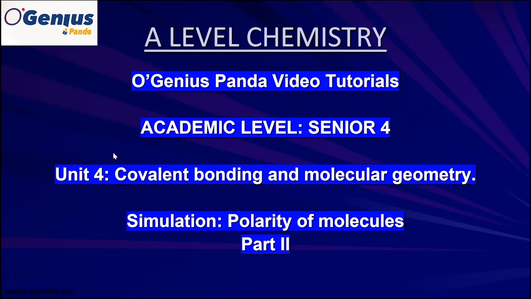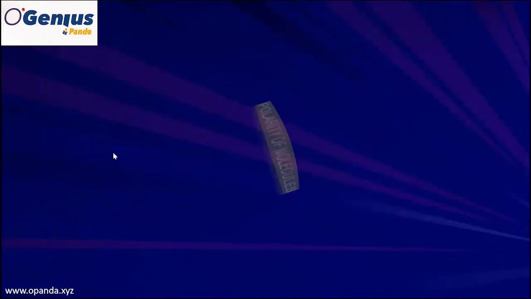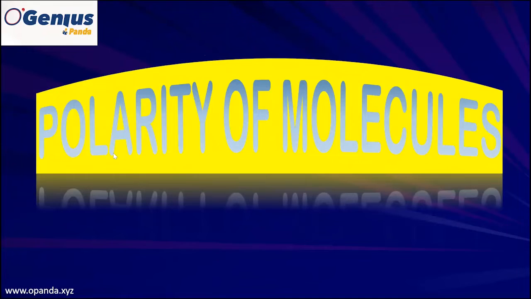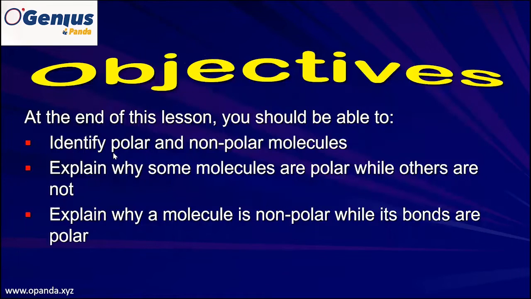Polarity of molecules is found in Unit 4, Covalent Bonding and Molecular Geometry of Chemistry Senior 4, according to Rwanda Education Board. Here we have the objectives of our lesson.